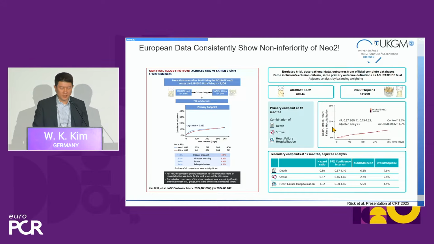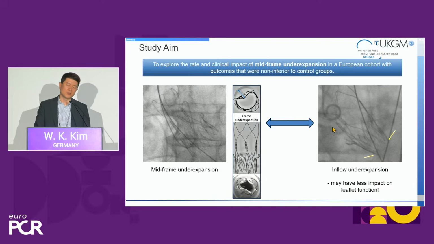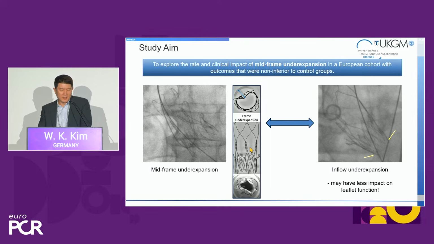So this was really remarkable and drove us to dive deeper into what happened in the European cohort, and what we aimed at was to explore the rate and the clinical impact of mid-frame underexpansion. And Michael already showed you how this was identified, looking at the box and looking at underexpansion here, especially in this area, and this is why we called it mid-frame underexpansion.